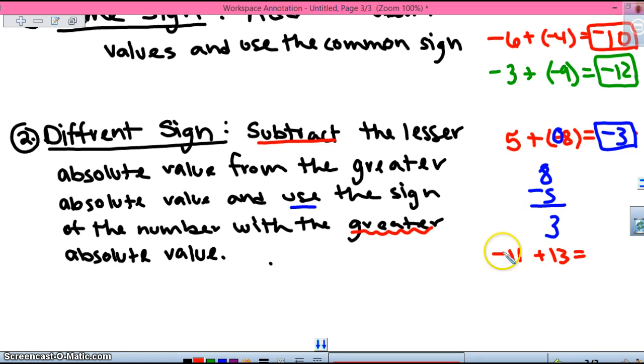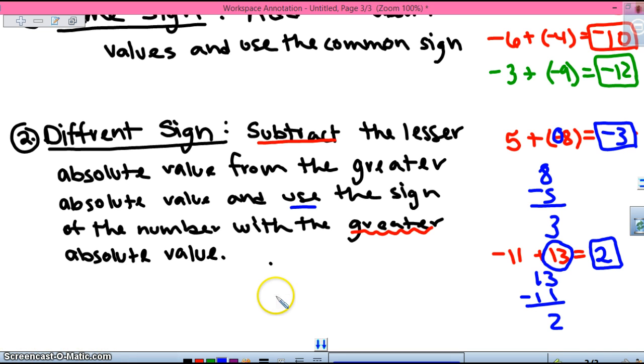If we have to add negative 11 plus 13, what is the greatest absolute value in this problem? 13. And what is the smaller, lesser absolute value? 11. So 13 minus 11 equals what? 2. And we have to keep the sign of the greater absolute value. What is it? Positive. So that means that negative 11 plus 13 equals 2.